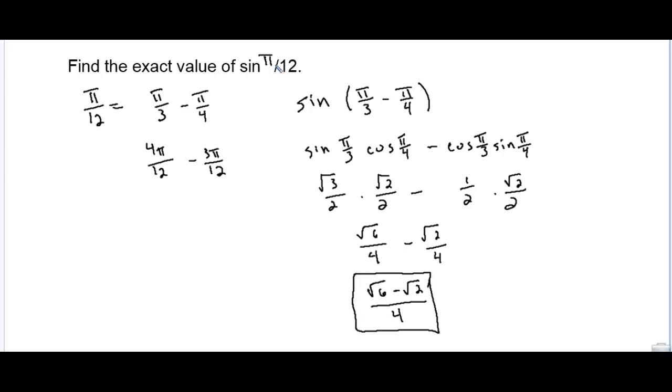Let's see, sine value of pi over 12 is the same as cosine value of 75, which means they're probably opposite angles, or they're probably complementary. Those two angles would add up to 90 degrees.